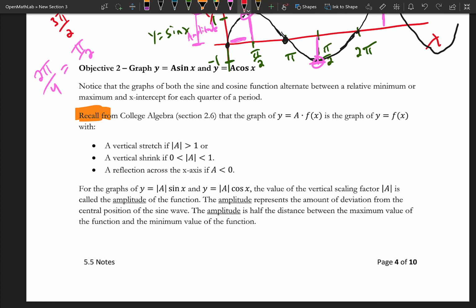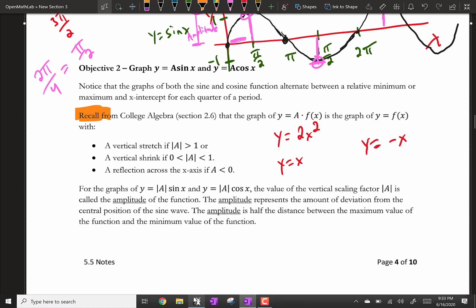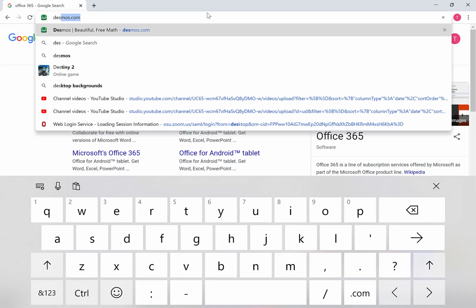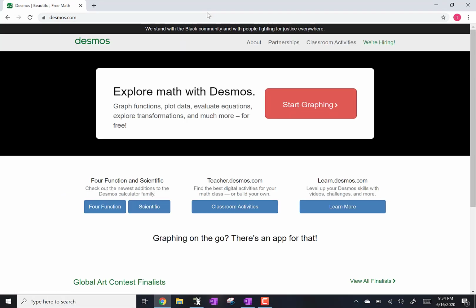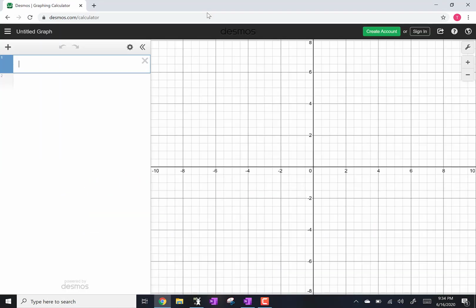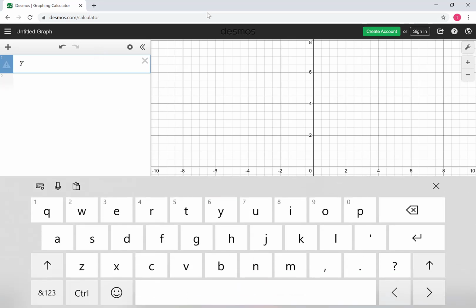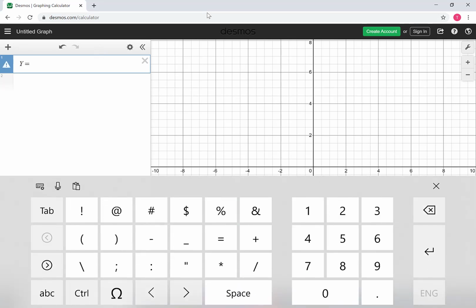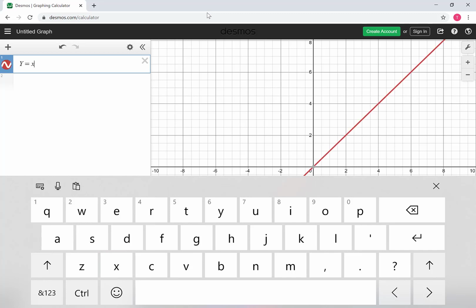So for example, if you had y equals 2x squared versus y equals x and y equals negative x, those graphs are going to look very different, right? So we could look at a website called Desmos and show that really quick. So if I had y equals x squared.